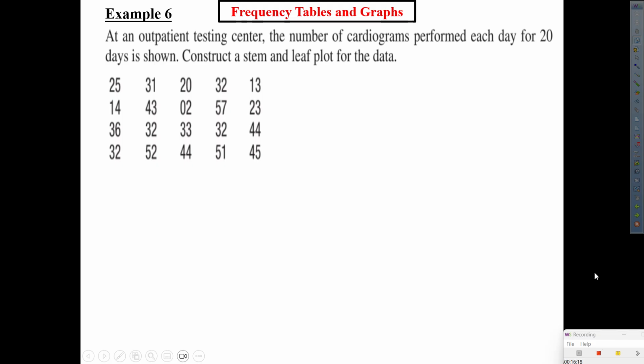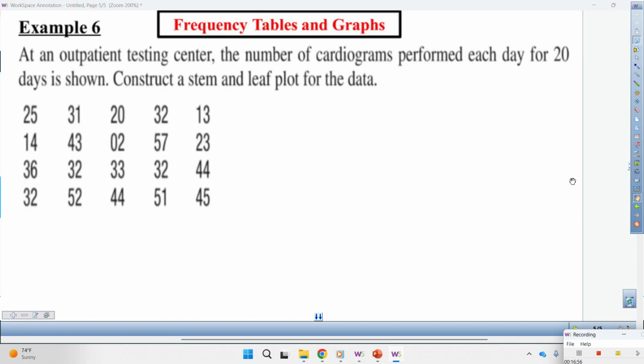All right. Next, example number 5. Copy this one on your paper, please. Only the data. Copy the data, please. And it reads, at an outpatient testing center, the number of cardiograms performed each day for 20 days is shown. Construct a stem and leaf plot for the data. This is going to be pretty fast, pretty easy. Stay focused. Copy the data. 1 minute. No, 2 minutes. Copy the data, please. All right, here we go.